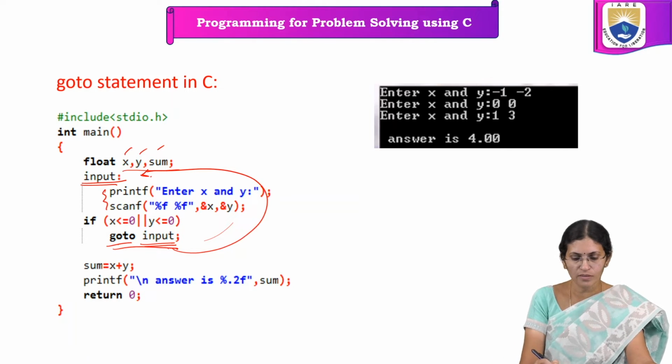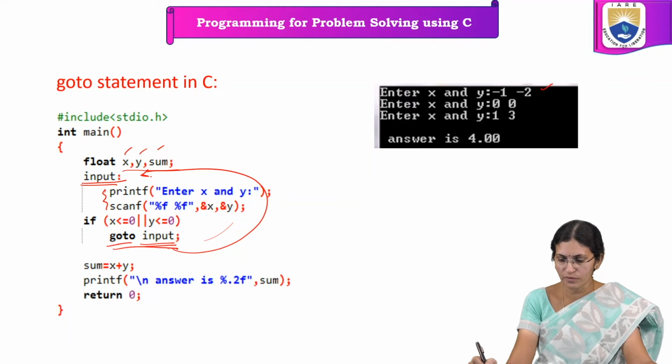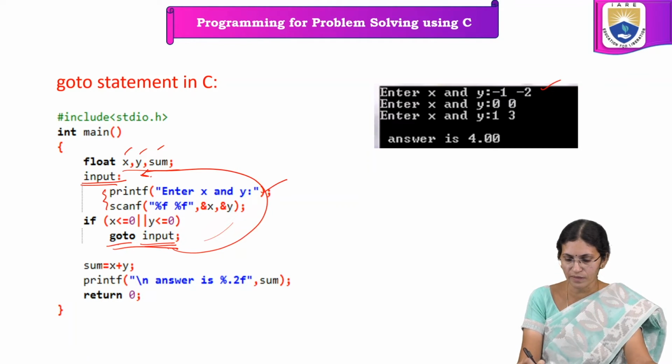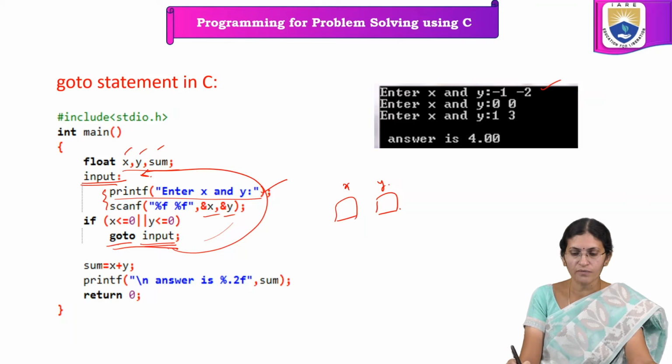Now let us see how this program will be executed. If you run the program, it will prompt the user to enter the values of x and y. These two statements will be executed first, and the corresponding values are read into the variables x and y. These are float values that the user is giving.